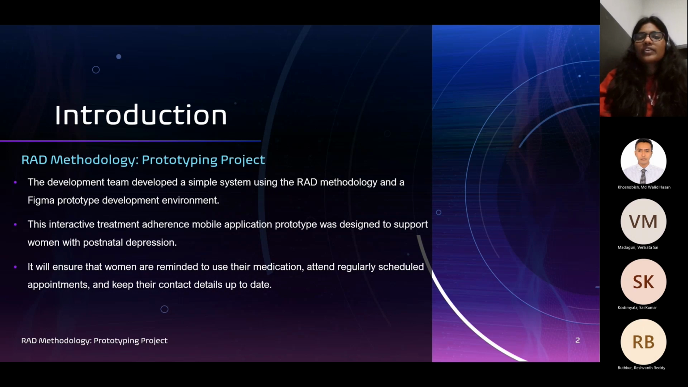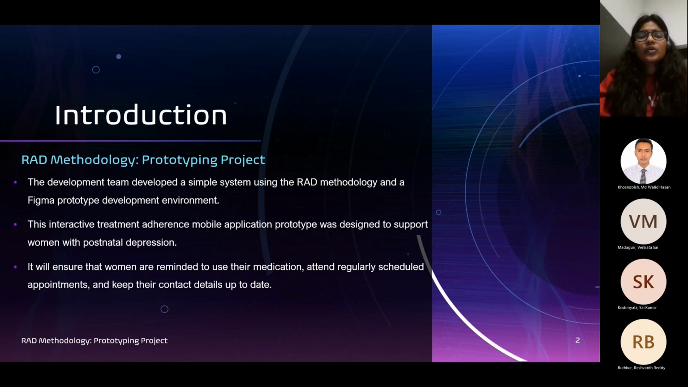This interactive treatment adherence mobile application prototype was designed to support women with postnatal depression. This will ensure that women are reminded to use their medication, attend regularly scheduled appointments, and keep their contact details up to date. In addition, the system was designed to ensure that patients keep the records of prescriptions and allow them to stay in contact with the healthcare providers, family, and friends.